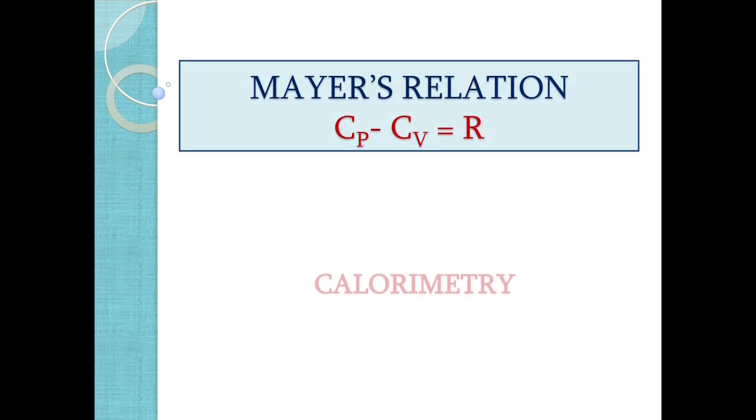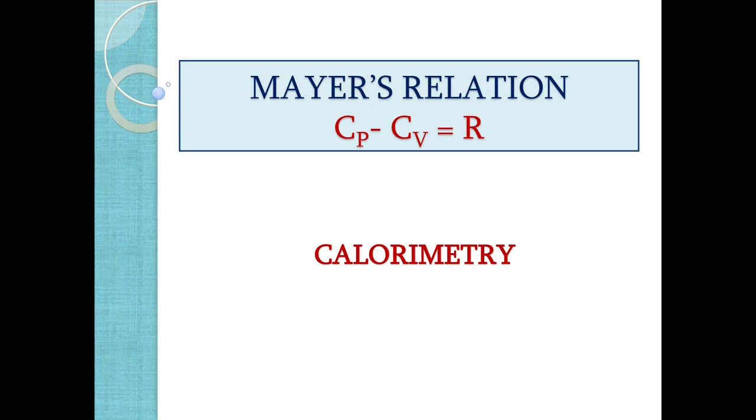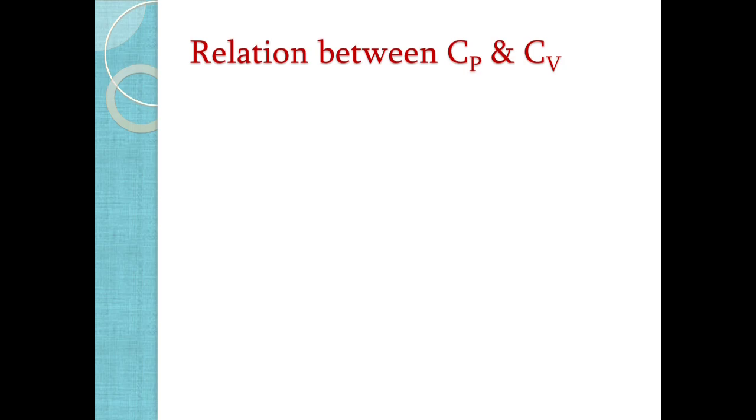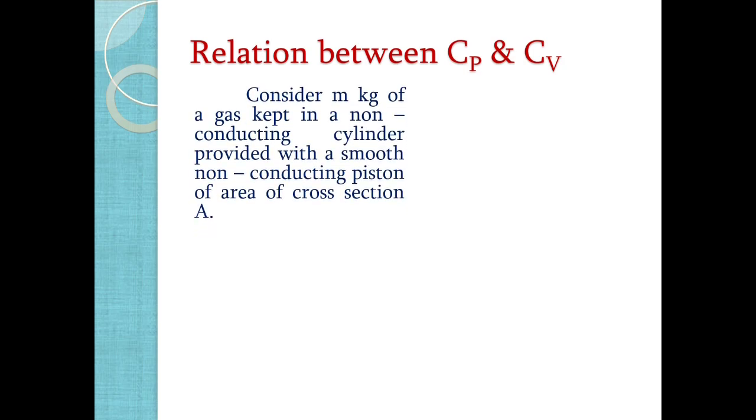In this video, let us derive Mayer's relation. Julius von Mayer was a German physicist who contributed greatly to the field of thermodynamics. He tried to connect the specific heat capacity of a gas at constant pressure and at constant volume. Now, let us derive his relation Cp minus Cv equal to R.